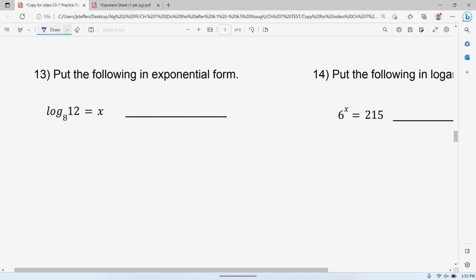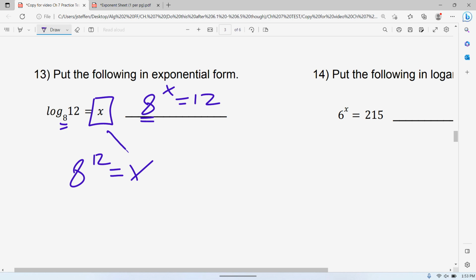These shouldn't be too bad. Put this in exponent form: 8 raised to the x is equal to 12. Again, my biggest thing is to realize that the log form and the exponent form are not going to equal the same thing. And then my base is always going to be my base. So my base of my log is the base of my exponent. So if you accidentally did 8 raised to the 12 is equal to x, I know that's wrong because they cannot be equal to the same thing. It's got to be 8 raised to the x is equal to 12.